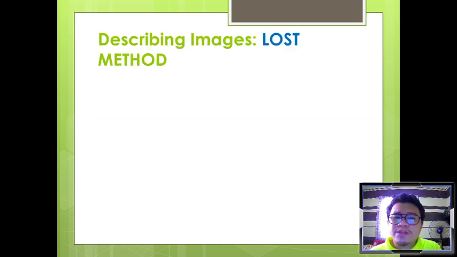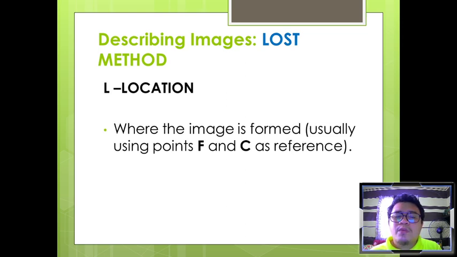Now, when we describe images, we usually employ what you call the LOST method. It's actually an acronym for L, which stands for location, where the image is actually formed. And usually we use the points F and C, which correspond to the focus and the center of curvature, as our reference to where the image is formed. And aside from this, we also utilize the positioning of the images above or below the principal axis. Later on, we will be able to clarify all these things once we do the ray diagram construction.